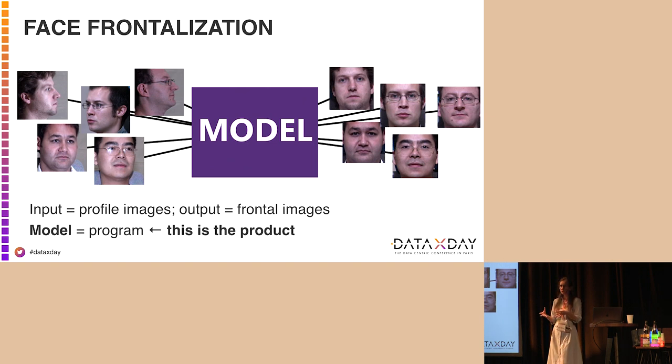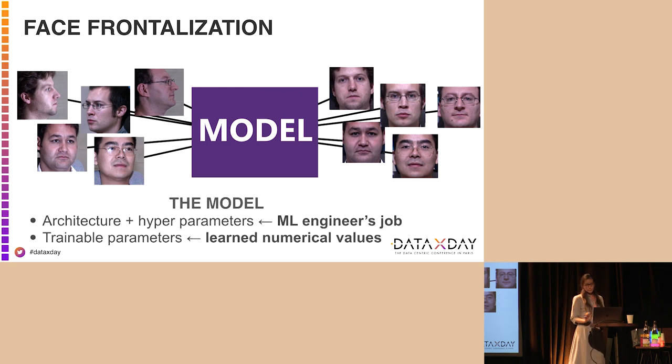So the actual product that I, as a machine learning engineer, have to build is the model. And there are multiple aspects to the model. The model has a certain type of architecture and hyperparameters, and these are things that are set by the machine learning engineer. But an equally important part of what constitutes a model are, of course, the trainable parameters. These are the numerical values that are learned in the process of training.